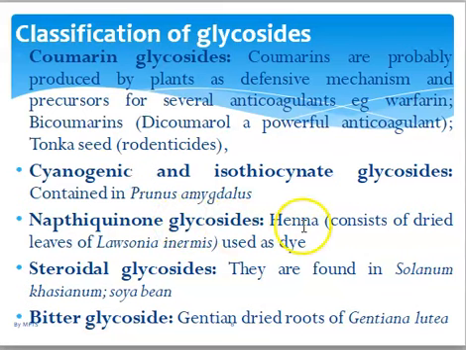We have the cyanogenic or thiocyanate glycosides contained in plums, these plants. Naphthoquinone glycosides, henna. Now, henna is a dye. These are the ones used as dyes. This is a plant which contains dye. Steroidal glycosides, for example, soybean. Now, soybean is recommended for women who are postmenopausal, if they are getting those postmenopausal syndromes, because it contains these steroids. It can act as a natural source of what? Of steroids, of those hormones.